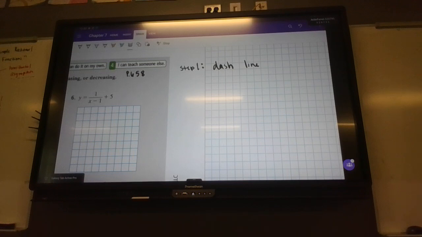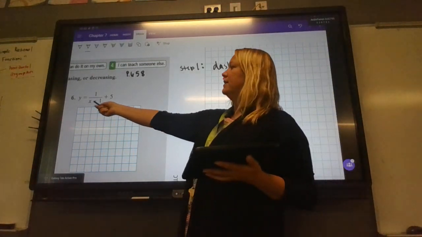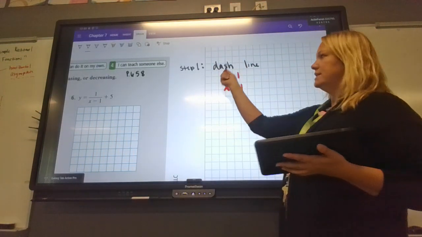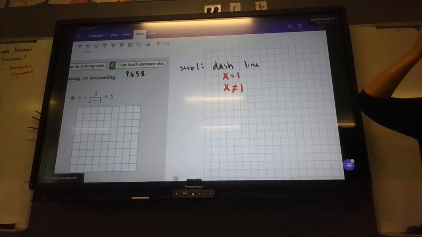Step 1 is your dashed lines. I'm definitely going to have a dashed line at x equals 1. And why would the dashed line be at 1? Well, that's because x cannot be 1 in this equation. 1 is a false value. It'll come out undefined. We can't put a 1 in there. And so the dashed line shows what the graph can't be.